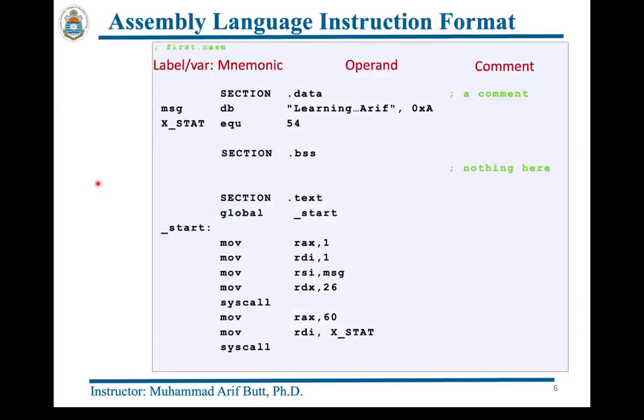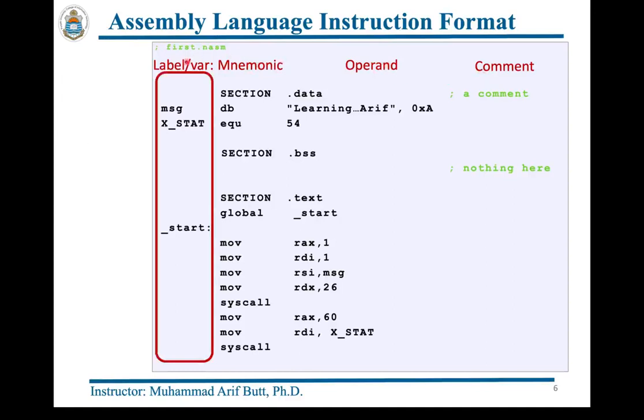Well, dear students, the general format of an assembly instruction consists of 4 fields: the label or a variable, mnemonic, operand, and comment. Well, a label or a variable name which marks the address of a memory location are shown over here. Message is the variable name. Xstat is a memory constant, not a variable. And this underscore start followed by a colon is a label.